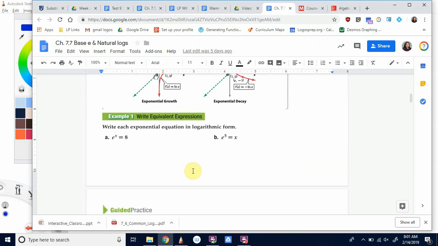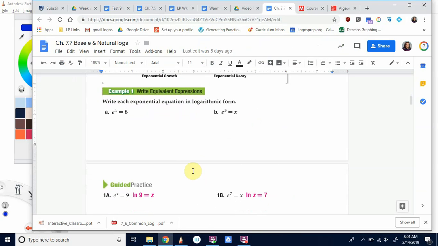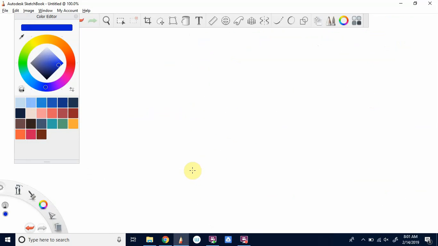All right, let's start example 1. It says write each exponential equation in logarithm form. It's not any different. We have e to the x equals 8. Remember, I said your exponent should go on the right and your log should go on the left. So what are we going to do? This becomes the base. We say natural log of 8 equals x.